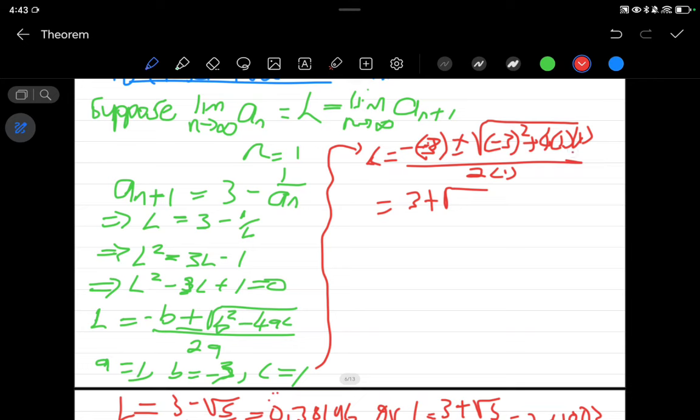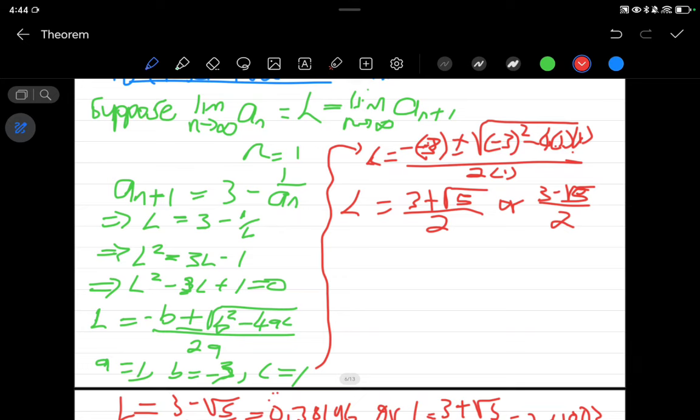9 plus 4 is what? Is it 13? Oh, it's minus. It's not plus. Why did I put plus here? Yeah, it's minus, which is 9 minus 4, which is 5, all over 2. Plus or minus here, so I write 3 plus root of 5 or 3 minus root of 5. You understand why I did this, because we had plus or minus there. So L will be equal to this.